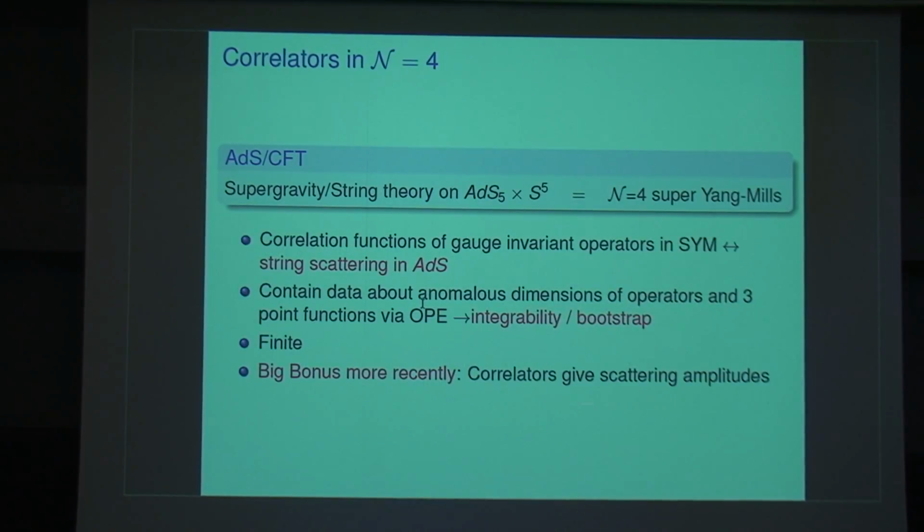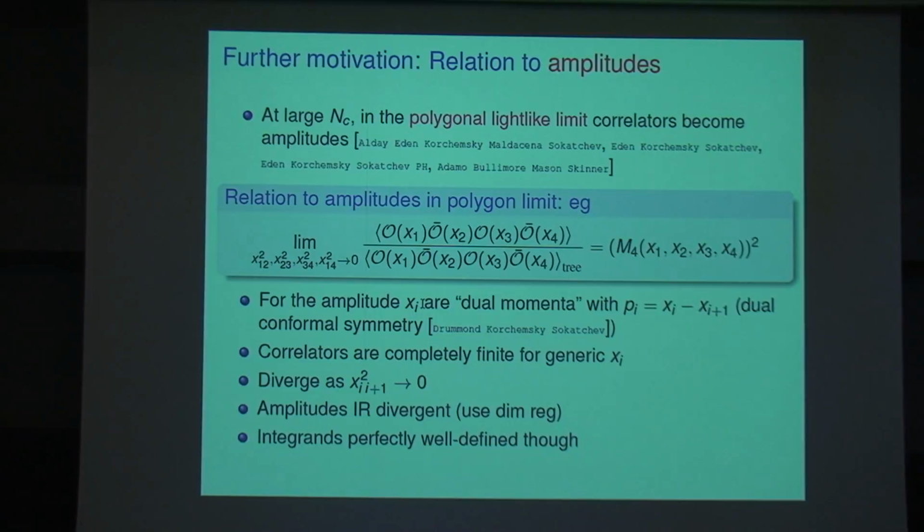But the thing that's going to be of most interest to people here is the relation to scattering amplitudes. The point here is that in the planar limit, if I take this correlation function and divide it by its tree-level version, and then I take this polygonal light-like limit, which we're familiar with from other contexts, in particular the Wilson loop, I guess.